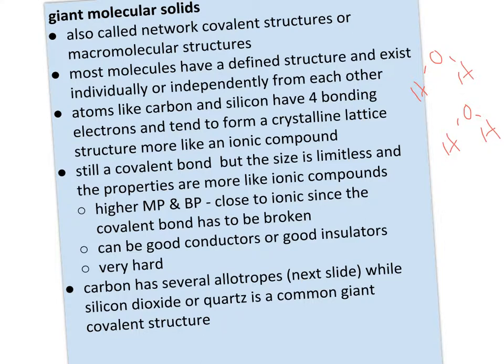They have a higher melting point and boiling point because you actually have to break the covalent bond between them rather than just the intermolecular forces. They tend to be good conductors, or they can be good insulators. You can bring out either characteristic. And they tend to be very hard. Think diamonds here. So carbon has several allotropes, which we're going to look at on the next slide. Well, silicon dioxide or quartz is the most common giant covalent structure for silicon.